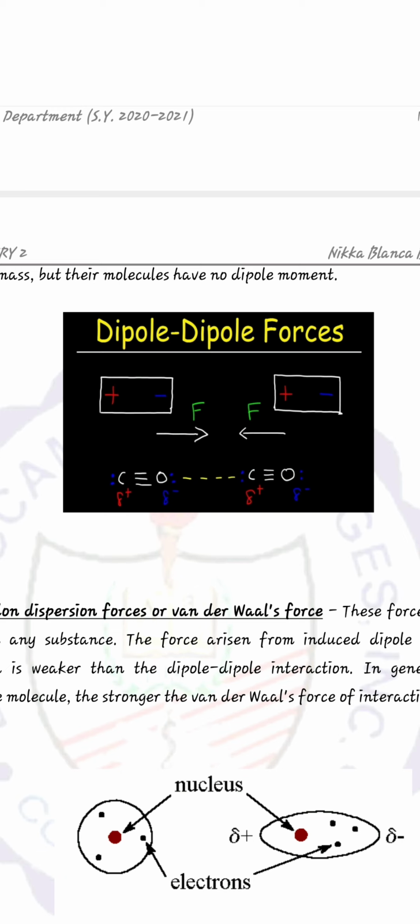Again, when we say dipole-dipole forces of attraction in a certain molecule or substance, it means the attractive force is between the positive end of one polar molecule and the negative end of another polar molecule. So there is a presence of both positive and negative charges. What are examples of dipole-dipole forces?